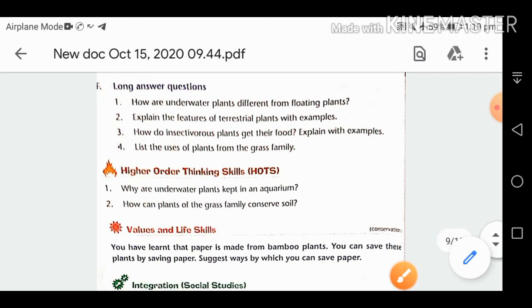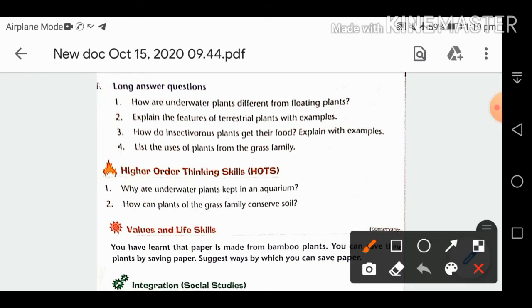Explain the features of a terrestrial plant with an example. Terrestrial plants have broad leaves so they can capture more sunlight. This is the feature, and with an example. Third one, how do insectivorous plants get their food? Explain with an example.